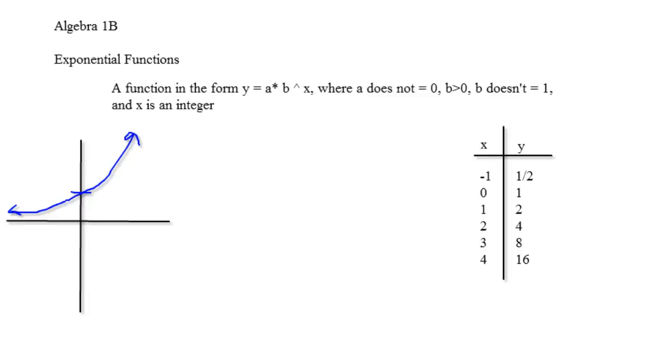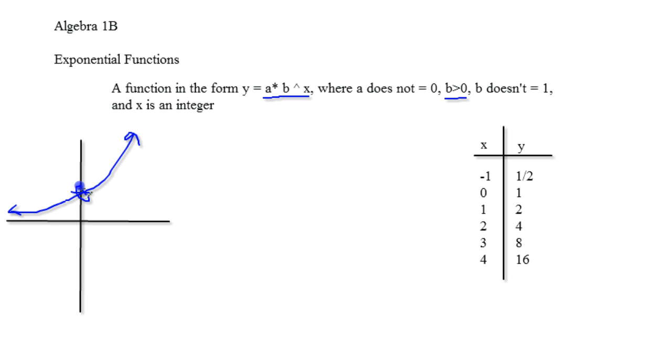Alright, so today we'll be talking about exponential functions. Now, these functions are different from linear functions in that they don't go in a straight line, obviously, but they also come in the form of a times b to the x power, where a does not equal 0, b is greater than 0, b does not equal 1, and x is an integer. Okay, and typically a graph looks like this.